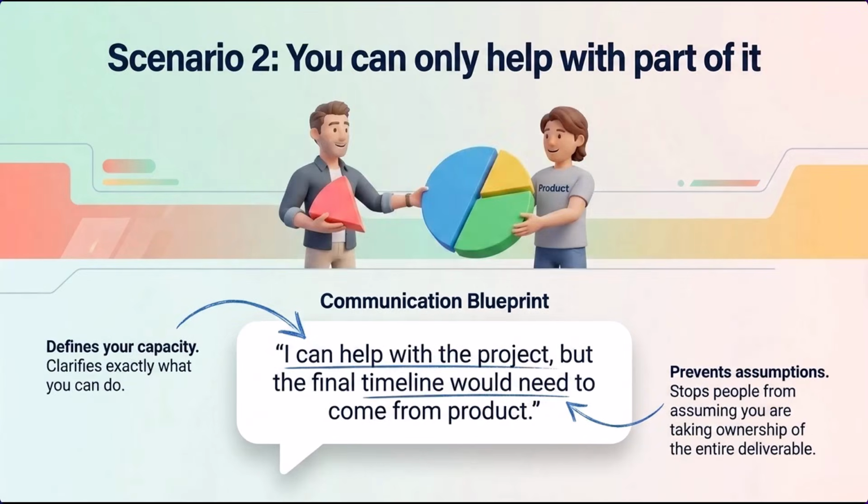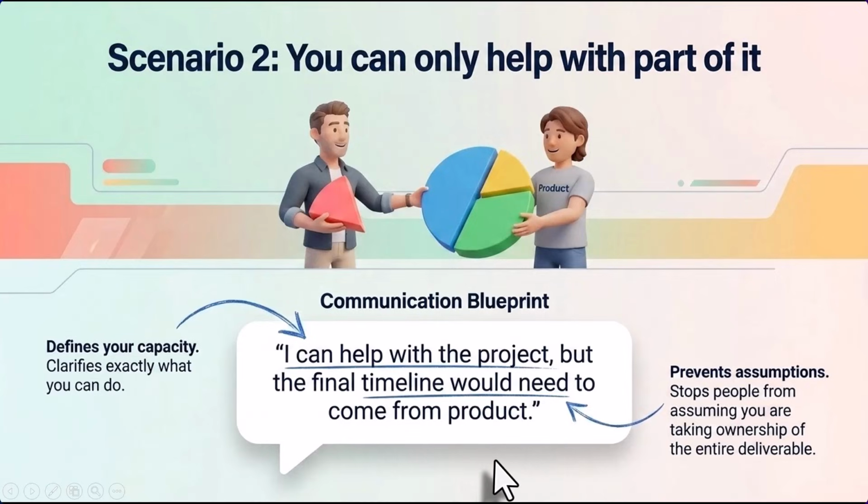Scenario number 2 is you can only help with part of the task, not the entire task, right? What do you do in such a case? You can say something like, I can help with the project, but the final timeline would need to come from product. You've clearly stated that you can only help with part of it, right? You've defined your capacity, that your capacity is limited out here, and you prevented assumption.